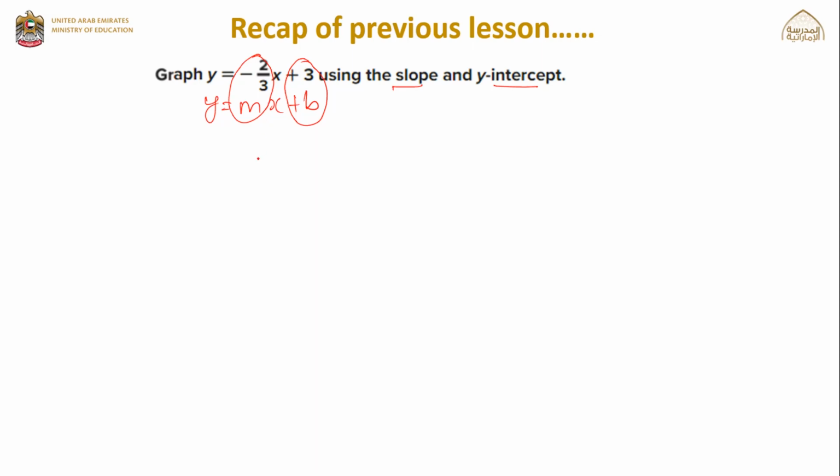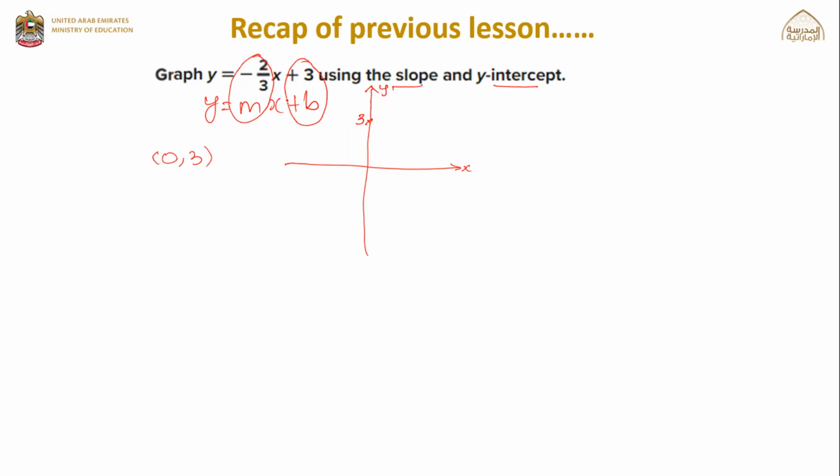Then, after finding the y-intercept, the coordinates are 0, 3, and you're going to graph it. So how to graph? You should make sure that the vertical line is the y-axis and the horizontal line is the x-axis. So first plot the y-intercept 0, 3. And then using the slope, you're going to find the other point to draw a straight line. So negative 2 over 3.